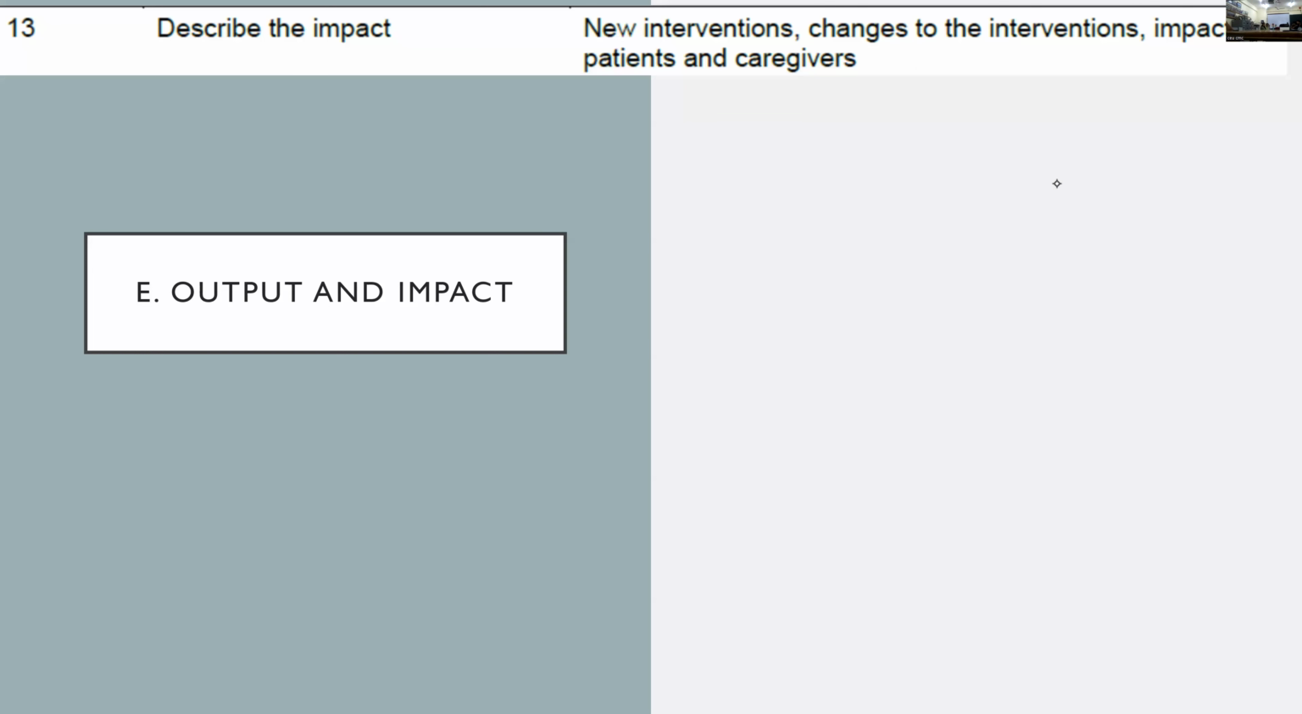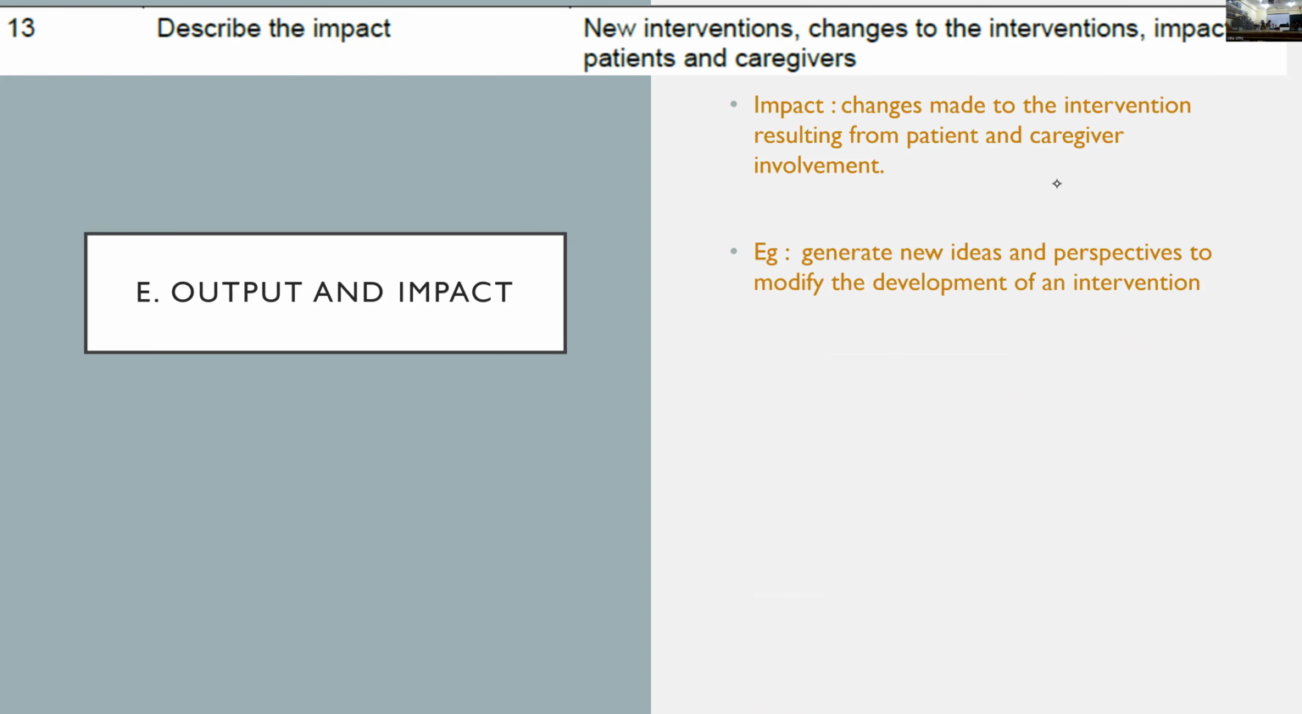Second is impact. What is impact? As a result of the output, some new changes are made or a new intervention is made. So that is the impact. Some examples of impact are either some modification which is made, or it can be a personal benefit impact: the patient becomes confident in managing a disease, or gains research skill or a sense of accomplishment.